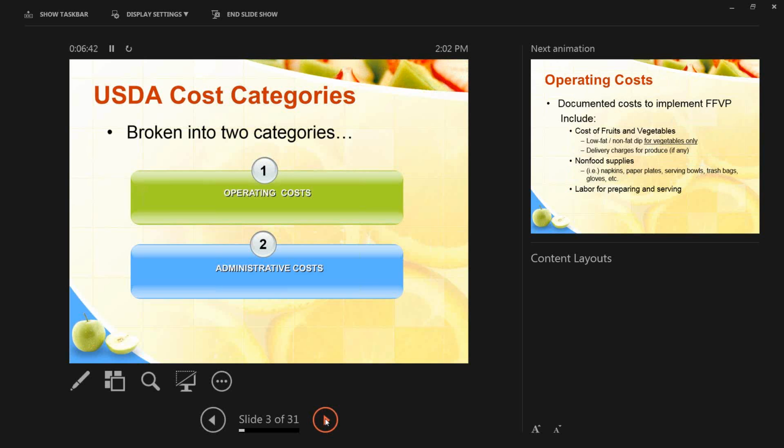So the USDA has two main cost categories. The first is operating costs, and we'll go into more detail on what those are on the next slide. And then there are administrative costs, and we'll give you examples and details on that as well.